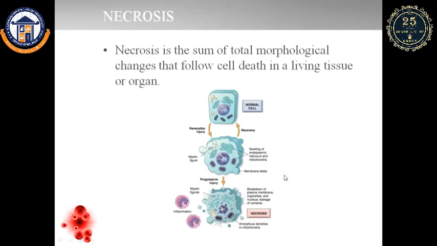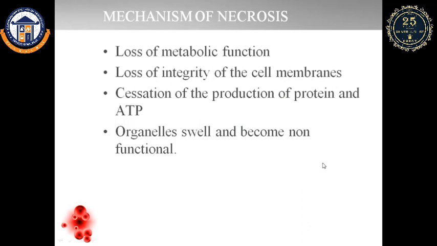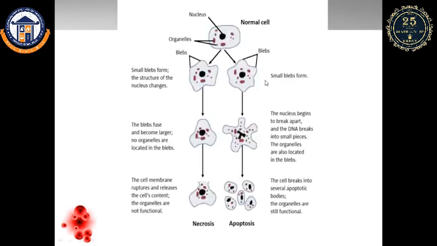The breakdown of the plasma membrane, the breakdown of organelles and nucleus, and leakage of contents take place in this process. The mechanism of necrosis takes place by the loss of metabolic function. It loses its integrity, and there is cessation of ATP production. The organelles swell and become dysfunctional. In the schematic representation of apoptosis and necrosis, in apoptosis the formation of blebs takes place, the nucleus begins to break apart, and the small pieces and the organelles are also located in blebs. The cell breaks down into apoptotic bodies and the organelles still function in apoptosis. Whereas in necrosis, the cell membrane ruptures and releases cellular contents, and the organelles are not functional.